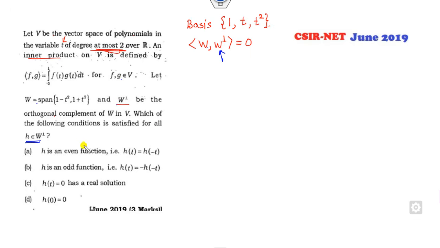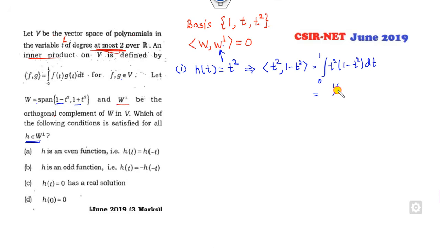Okay, fine. H is an even function. Which of the following is even? The first part is t square. So if I take this element, the dot product of this, my W complement, with any element of this, I consider it as 1 minus t square. So what is that? It's the integral from 0 to 1 of t square times this. Can it be 0? You can see the integration of this is 1 by 3, it's 1 over 5, which is non-zero. So this option is cancelled.